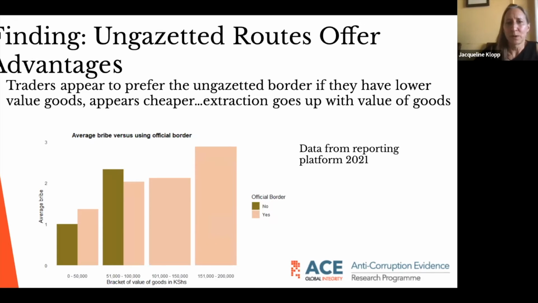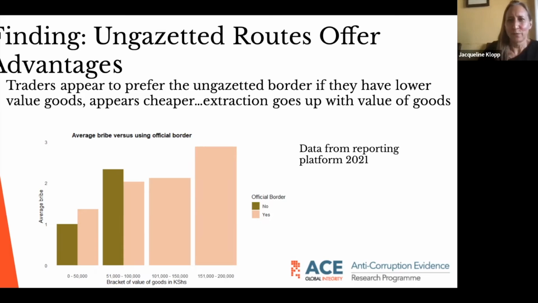The other thing that's really important here is that ungazetted routes do offer advantages. You can see that when things happen at customs, that makes it hard for the traders, and there's also a lot of corruption, so you're paying more. The small-scale traders, as you can see from this graph, tend to pay less at the ungazetted border route. And so when you have a small amount of goods, maybe the bribe, or extortionary fee, or Kitu Kidogo you're paying is less than what you might be paying otherwise.